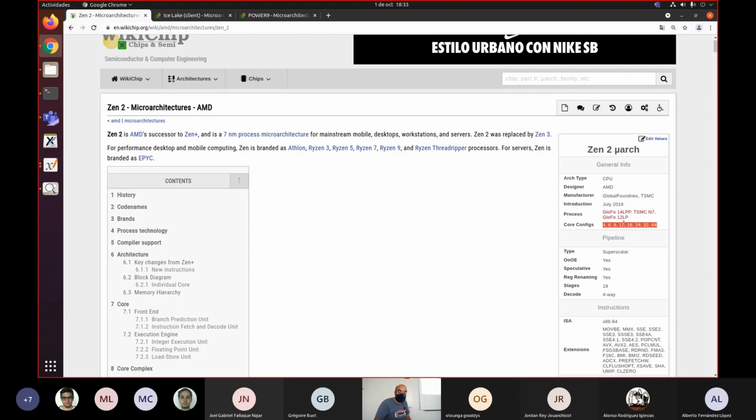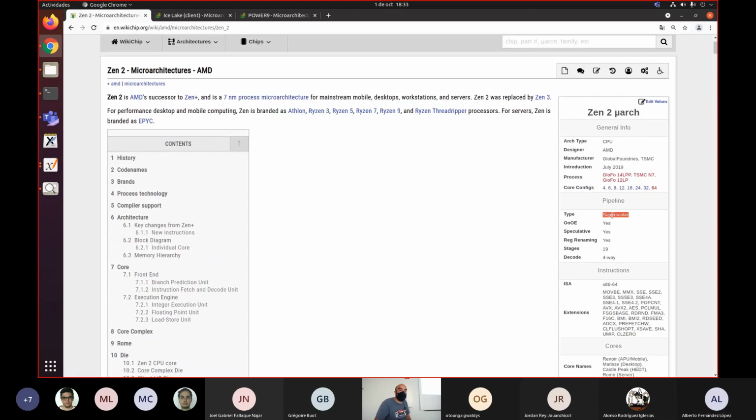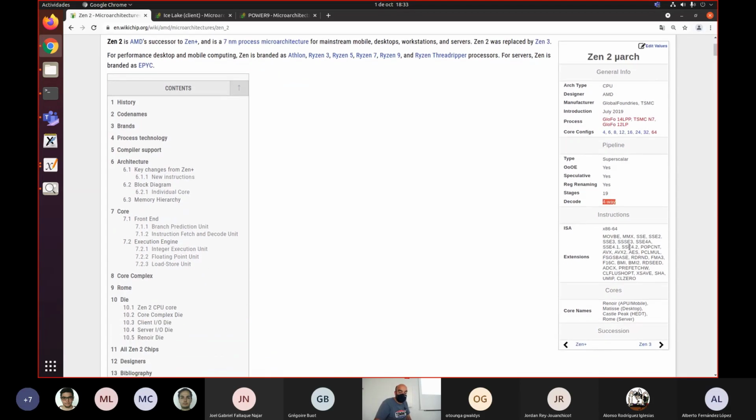Then in the outline, you can see things that ring a bell for you, probably, like superscalar, speculative, that it has register renaming, the number of stages that the pipeline has, which are 19, and then the number of instructions that can be issued at the same time. So in this case, you see that this is 4-way, and this means that we can issue 4 instructions at the same time.